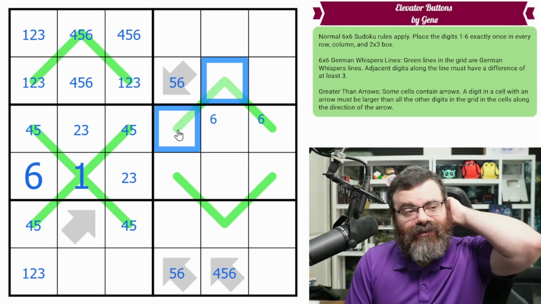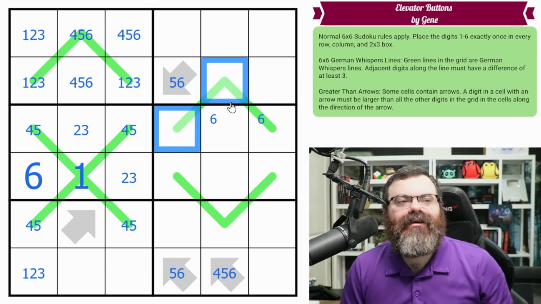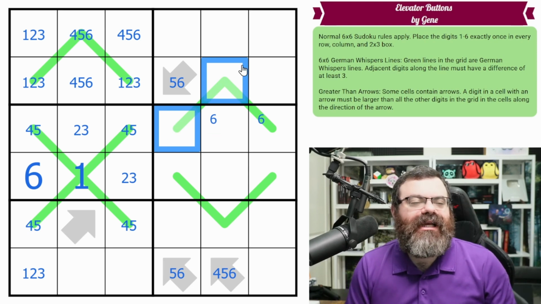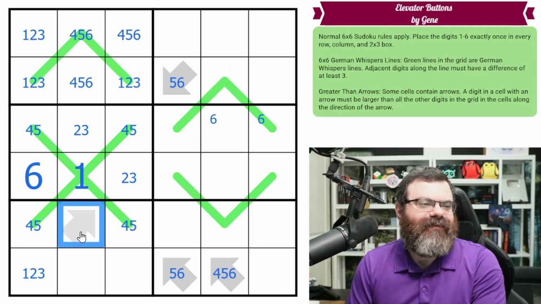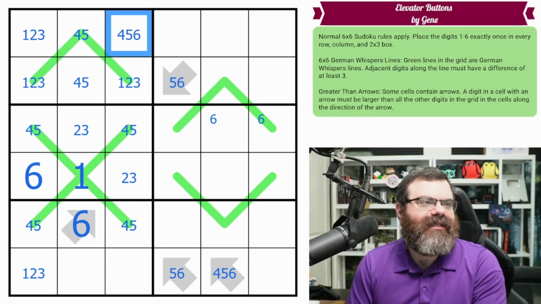Oh, okay. So here's something to note, which is that, remember, we have to alternate low-high on a German whisper. So one of these must be high. So one of these is at least 4, which means that this is at least 5. So this is a 5, 6 only. And it's not a 5 because of the 4, 5 pair. So this has to be 6. All right, and that places the 6 in this box.